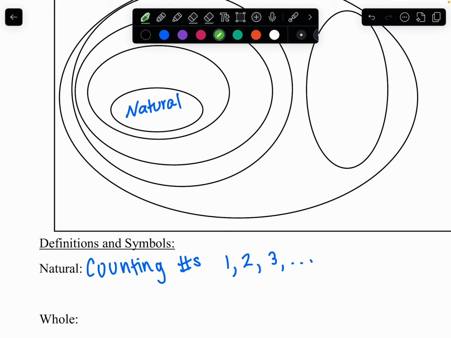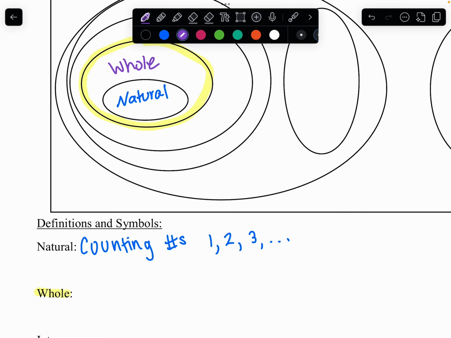Then in your bigger bubble, let me highlight it, this is going to encompass your natural numbers. These are your whole numbers. Oopsies, I'll use a different color. Let's use purple. These are your whole numbers. And whole numbers are all your counting numbers and 0. So what it looks like is 0, 1, 2, 3, and so on.